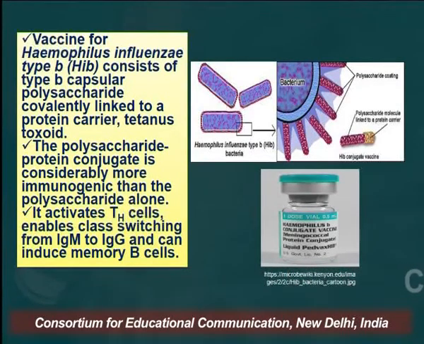It has been found that if you link it to tetanus toxoid, the efficacy of the vaccine increases many times. It activates T helper cells in the person who has received this vaccine, enabling class switching from IgM to IgG, which we know is produced at a humongous level and can also lead to memory B cell formation.